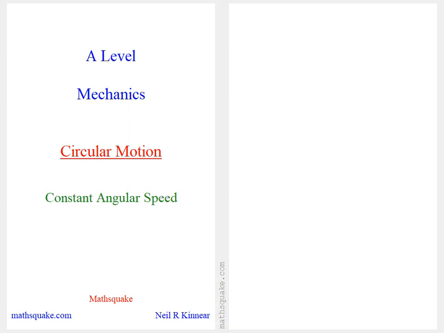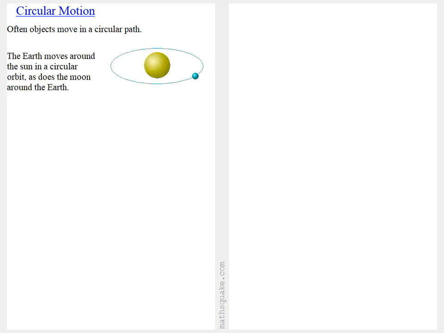A-level mechanics, circular motion. We're going to consider a particle moving in a circle at a constant angular speed. So let's have a look at circular motion. Often objects move in a circular path. The Earth moves around the Sun in a circular orbit, as does the Moon around the Earth.